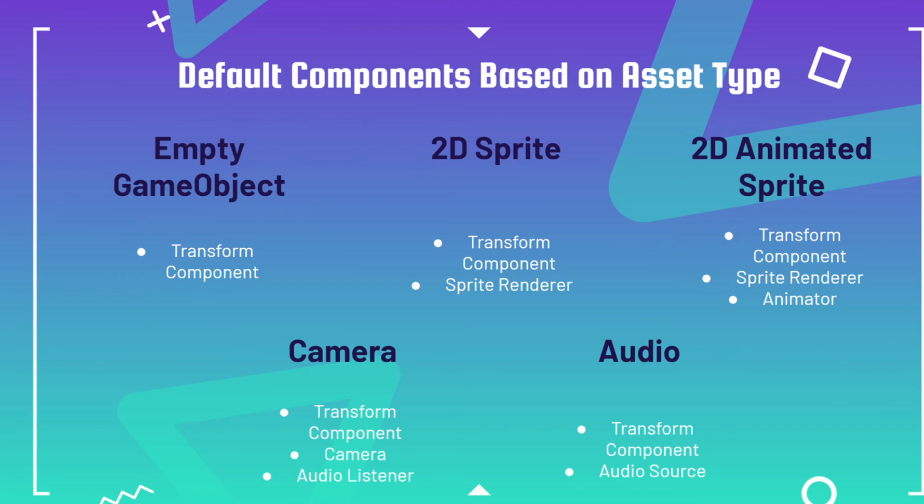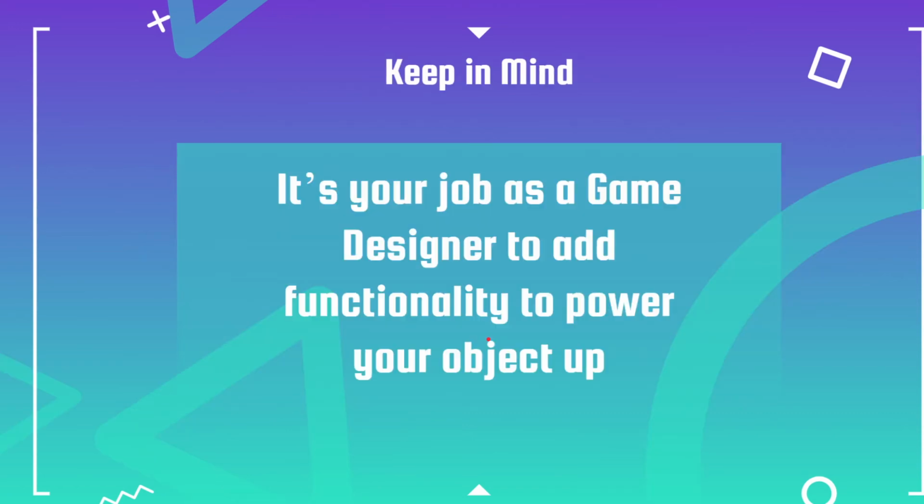But first, let me go over some default components. An empty game object just has a transform component. 2D sprites have a transform component and a sprite renderer. An animated 2D sprite has a transform component, sprite renderer, animator, and so on and so forth. So like I said, it's going to be your job to add components to your game object to enable it to be moved and interacted with in the game.